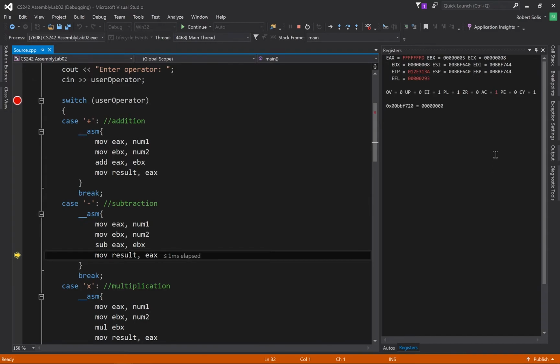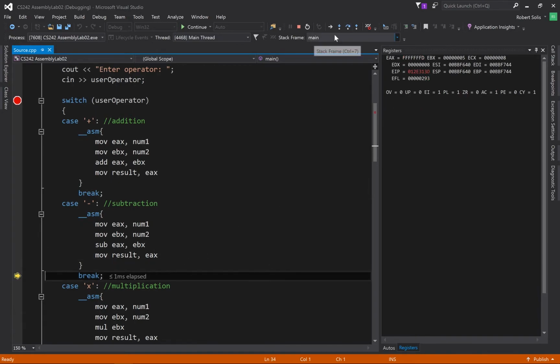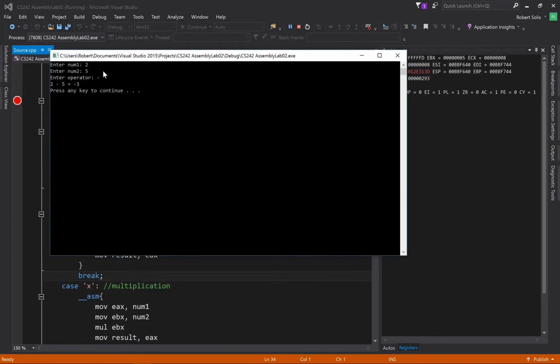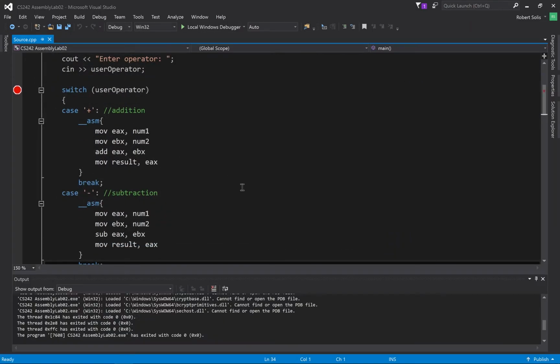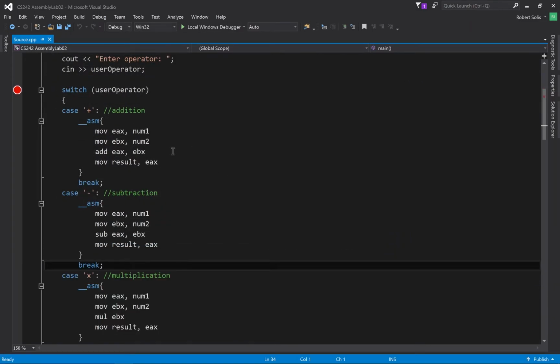In this case, we subtracted a larger number from a smaller number, and so we're getting this. Now we're about to move the EAX register into result, and so that's why we see over here that result is negative 3. And then if I were to continue the program, you can see that 2 minus 5 is in fact equal to negative 3. Okay, so that takes care of how to add numbers and how to subtract numbers.